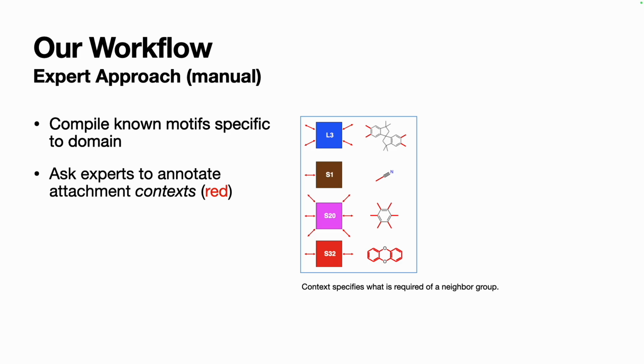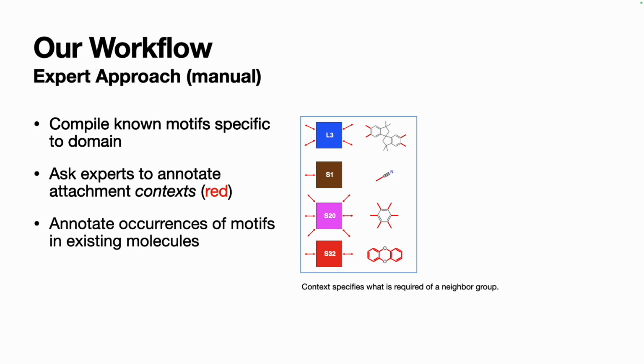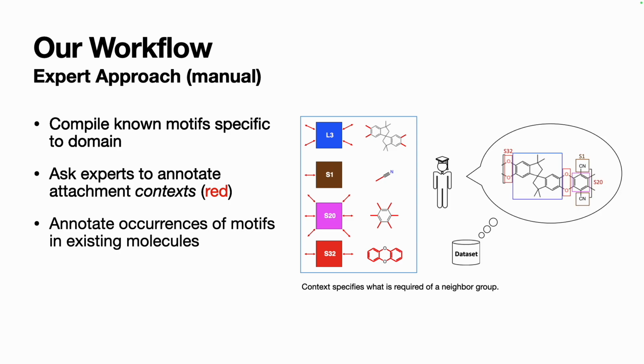After these motifs are compiled and the contexts are annotated, we can then annotate the occurrences of these motifs within existing designs. This allows us to segment the molecule into these motifs, and this allows us in turn to represent existing designs using these motifs as the basis. As a note, there can be some offset between what our motifs can actually compose and the actual design found in literature. So we try to find the representation which allows us to most accurately depict the existing designs.